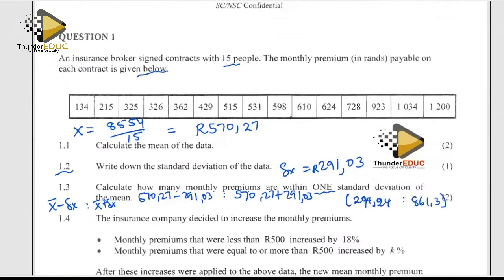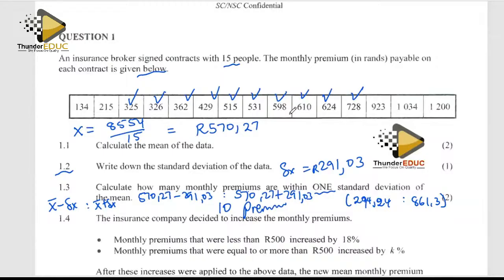Okay, so how many data pieces are within this interval? When I count from 294, that's from here: 1, 2, 3, 4, 5, 6, 7, 8, 9, and then 10. Below 861. So which means we have 10 premiums. Okay, so that is what we have for 1.3.